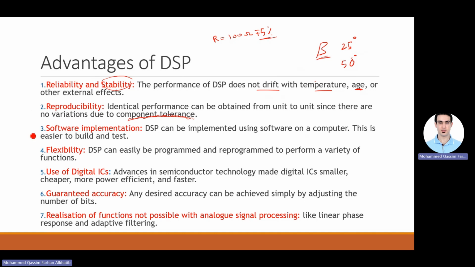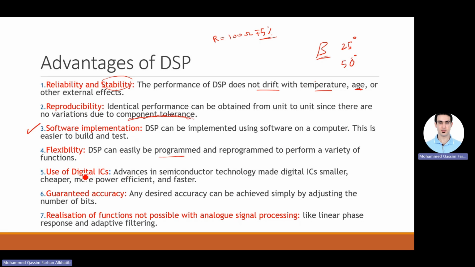Now, this is the biggest advantage of DSP, software implementation. Most of our filter design will be software, just code in MATLAB, or it could be any other language, but MATLAB is the most user-friendly when it comes to DSP applications. If you want to change any characteristics of your design, you just change numbers in your code. You don't have to bring components from somewhere. So DSP can be implemented using software on a computer, and it's easier to build and test. So there's flexibility. It can be easily programmed and reprogrammed to perform a variety of functions.